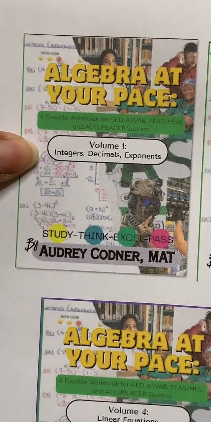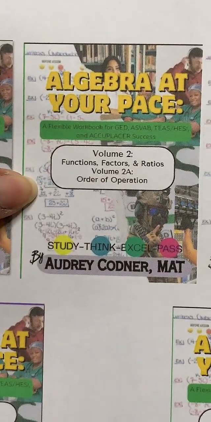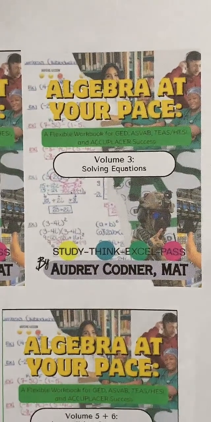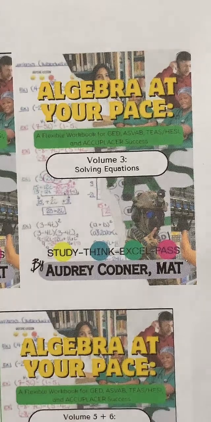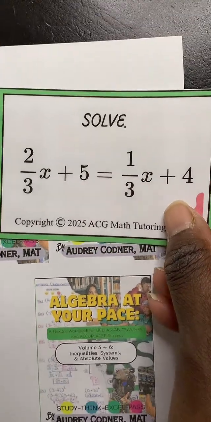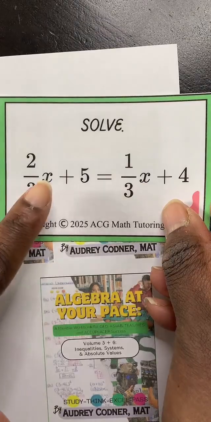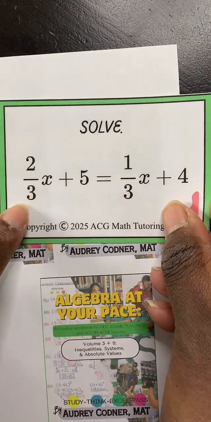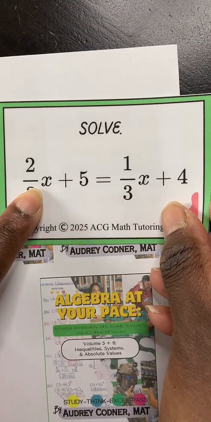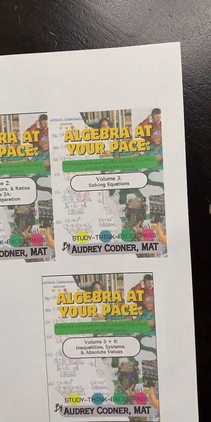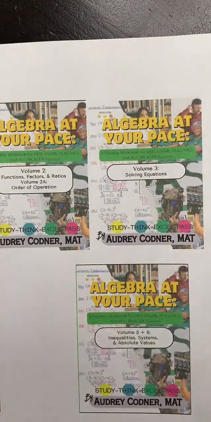So we have the integers, the decimals, the exponents. We have the fractions, functions, like is it a function, is it not a function, how can you tell, and order of operations. We have solving equations: one-step, two-step, multi-step equations. If you have trouble with equations where you have the variable on both sides of the equal sign, some of them are going to be fractions, some whole numbers, but the fact that you have a variable on both sides of the equal sign always tripped you up, that's going to be in this section.